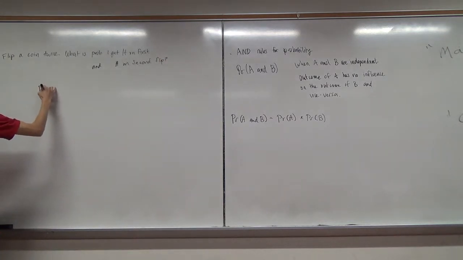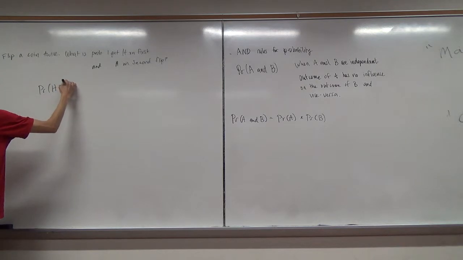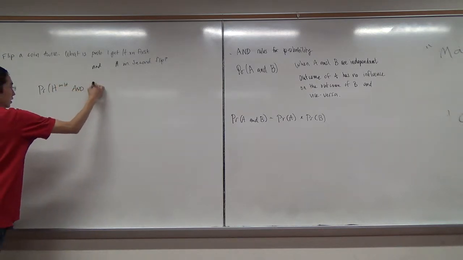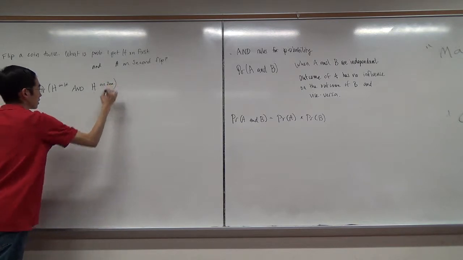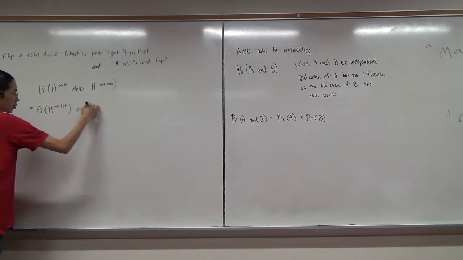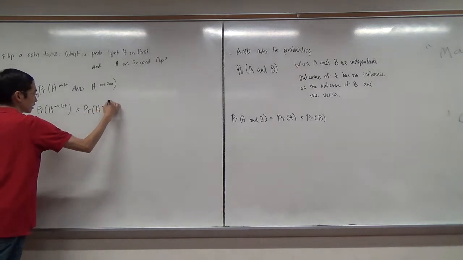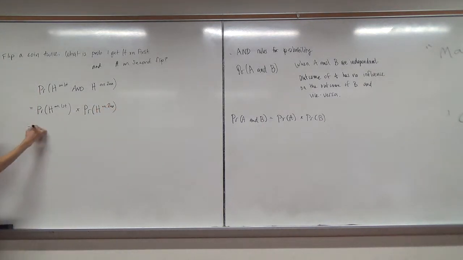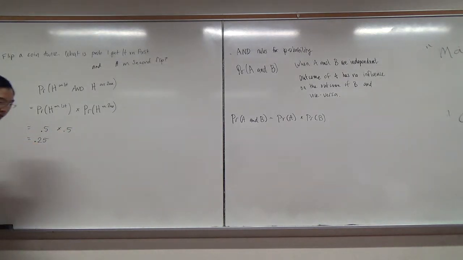So this would be the probability of heads on first and heads on the second. Because the outcome of the first coin flip is independent of the second coin flip, we can apply this multiplication rule, the AND rule for probability. So this would be the probability of heads on the first times the probability of heads on the second flip. So I do 0.5 times 0.5, and I get 0.25.